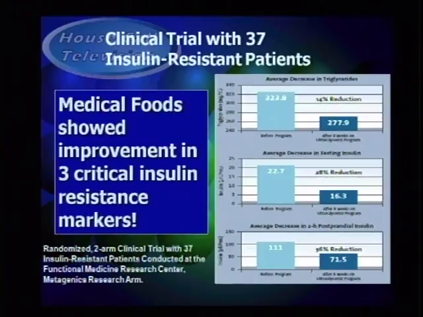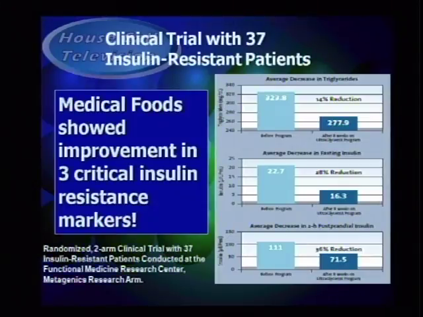treatment. But what we find is the medical foods showed improvement in 3 critical insulin-resistant markers. One of them, we find, was triglycerides. And the top one that you see there, that top graph on the right-hand side, is triglycerides. The light blue one is that triglycerides were at 323.8, which is really high. And what they found is afterwards, after 8 weeks on a medical foods program, it lowered it by 14% to 277.